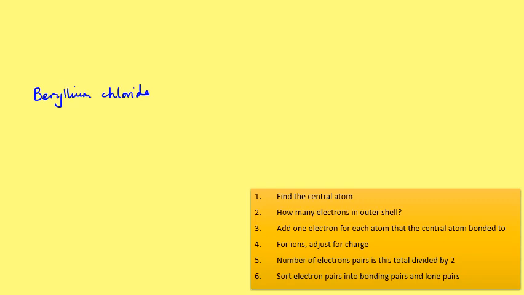So beryllium chloride is in group 2, and so the formula is going to be BeCl2, and step 1 is going to be the central atom. The central atom is our beryllium. How many electrons in the outer shell? Well, it's in group 2, so there's going to be 2 electrons in the outer shell. How many atoms is the beryllium bonded to? That's another 2. All right, so those 2 added together makes 4. We don't have to make any adjustment for it being an ion. It's a molecule.